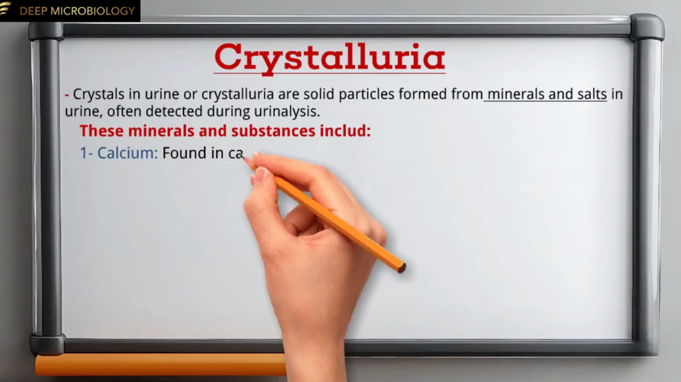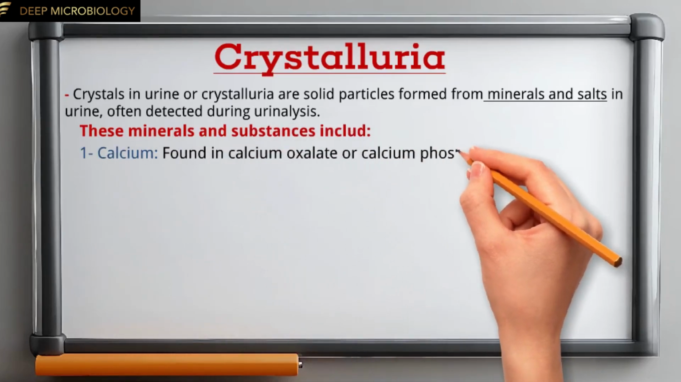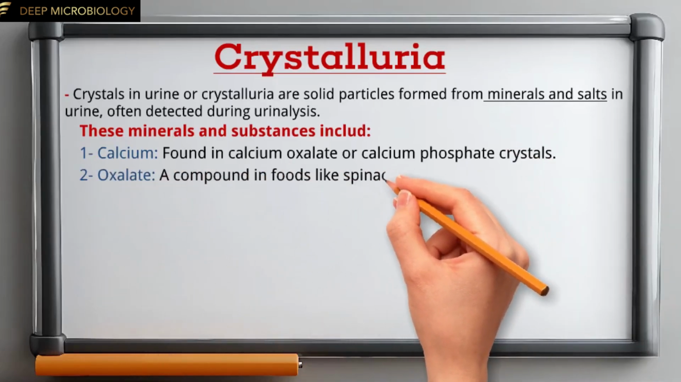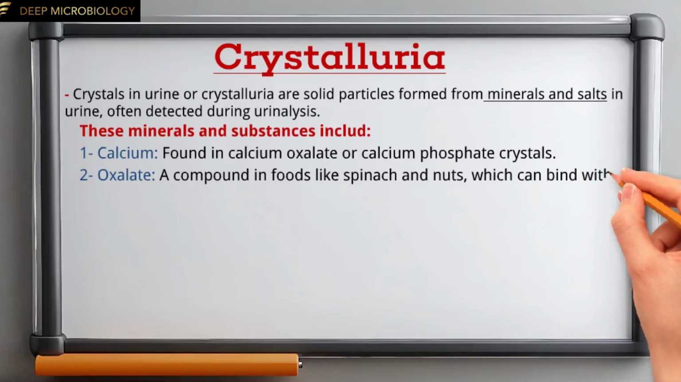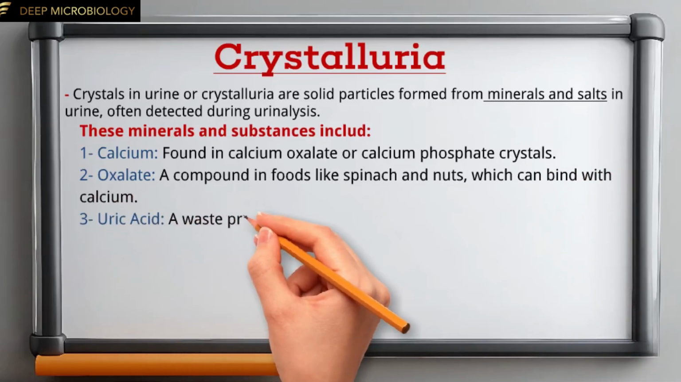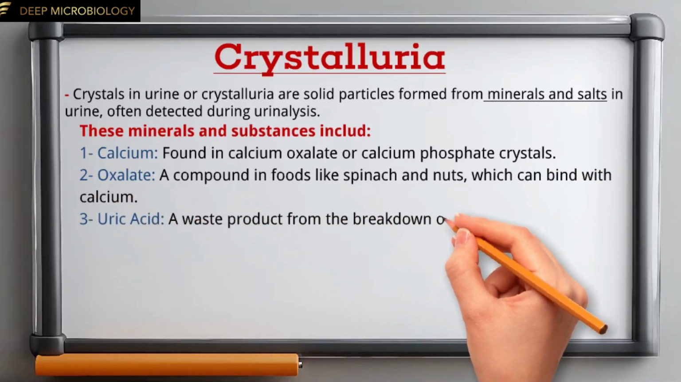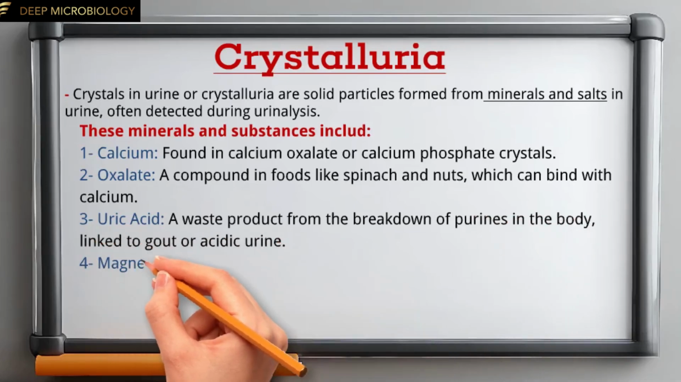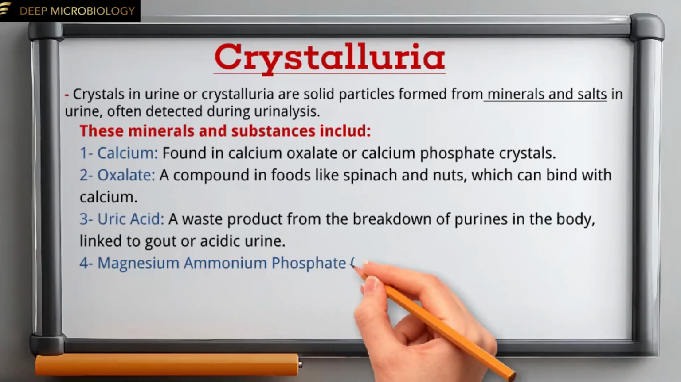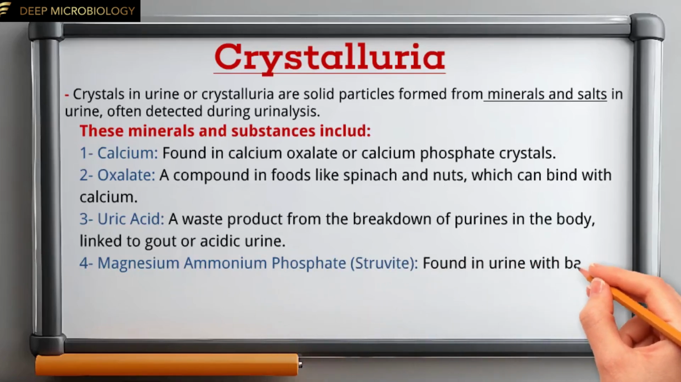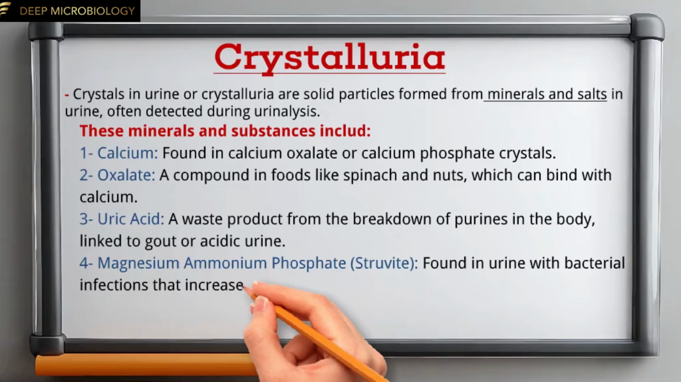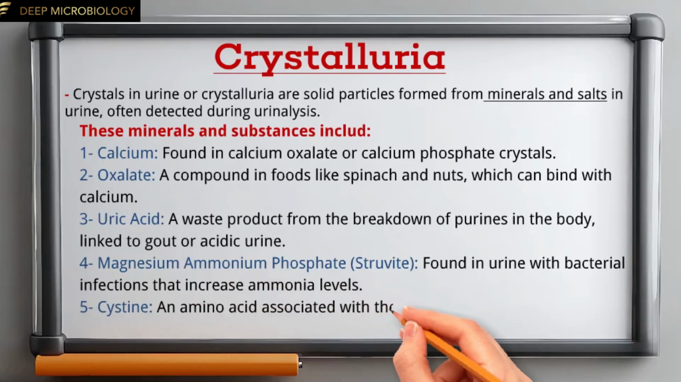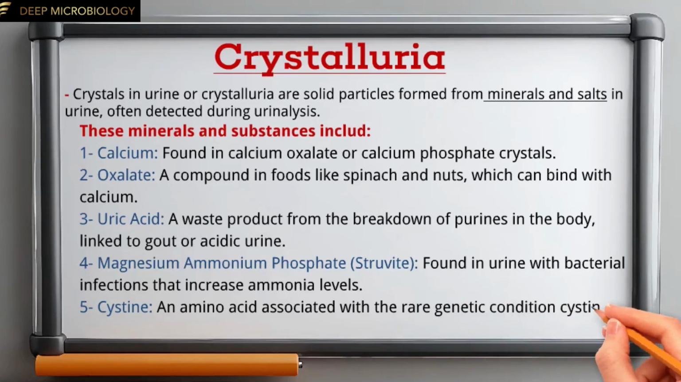1. Calcium, found in calcium oxalate or calcium phosphate crystals. 2. Oxalate, a compound in foods like spinach and nuts, which can bind with calcium. 3. Uric acid, a waste product from the breakdown of purines in the body, linked to gout or acidic urine. 4. Magnesium ammonium phosphate, struvite, found in urine with bacterial infections that increase ammonia levels. 5. Cysteine, an amino acid associated with the rare genetic condition cystinuria.